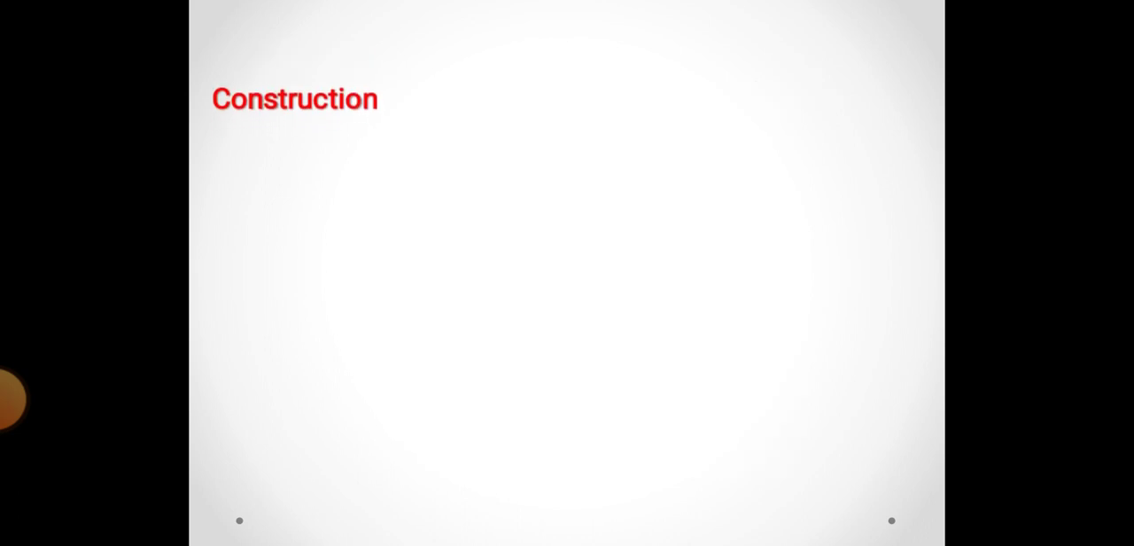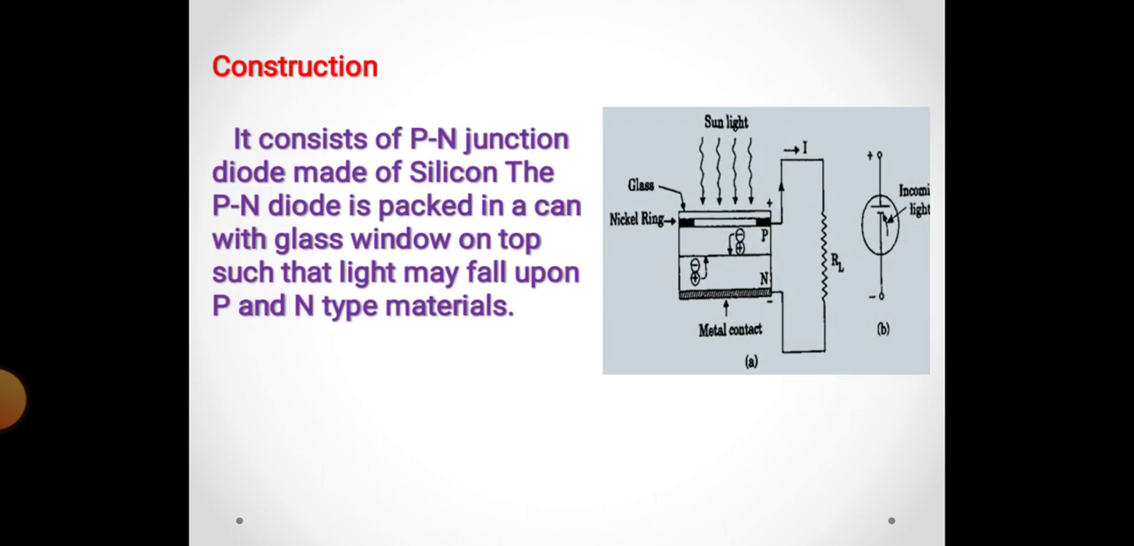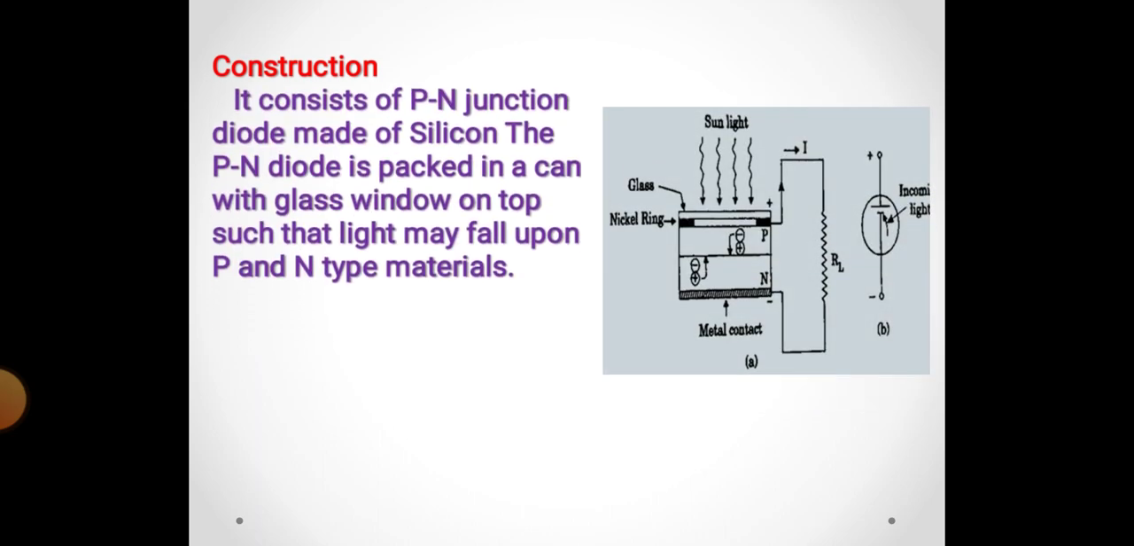So we can see the construction. This solar cell consists of a PN junction diode, which we already discussed. The PN junction diode is made up of silicon, and it is packed in a can. It is kept in a box with a glass window on top of the can, so that the light can fall on the glass top and be sent into the P and N type material.